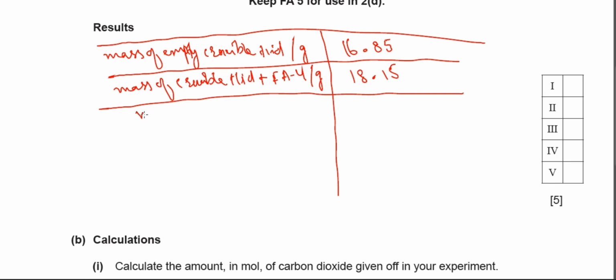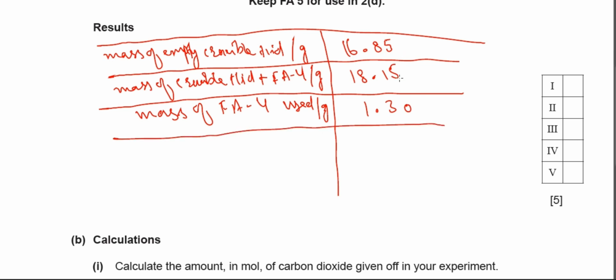Then you have to take the mass of FA4, mass of FA4 used in grams. How? You have to subtract it. When we subtract, let me do the subtraction. So this will give you 1.30 here. Okay, so this should be the mass of FA4, the difference of these two readings, the empty crucible and the crucible plus FA4. When we subtract, we get the mass of FA4.